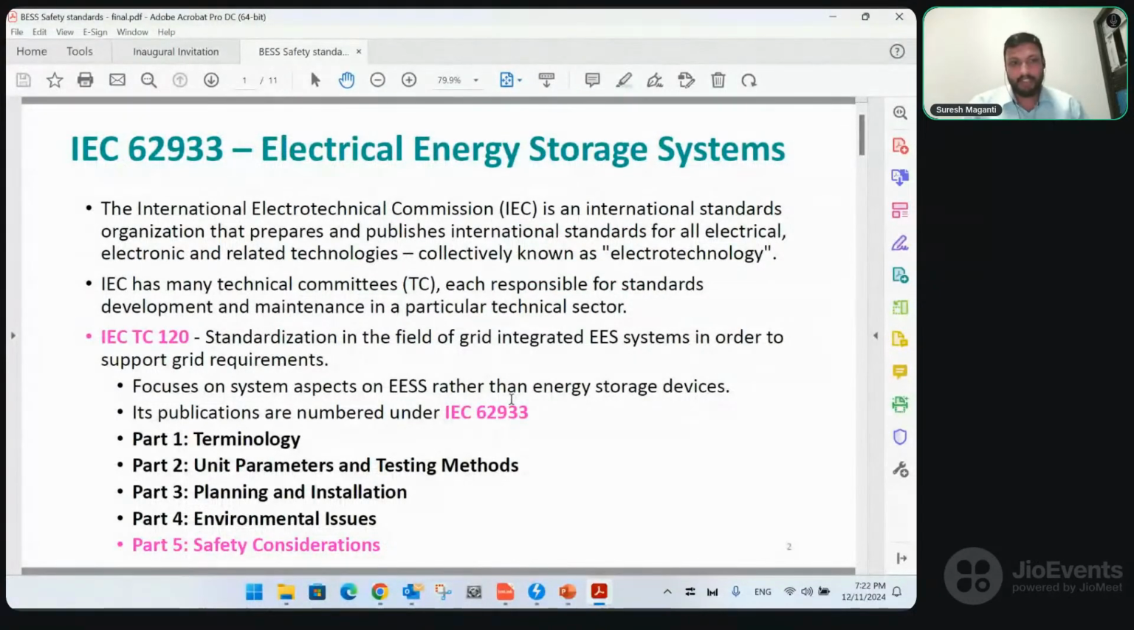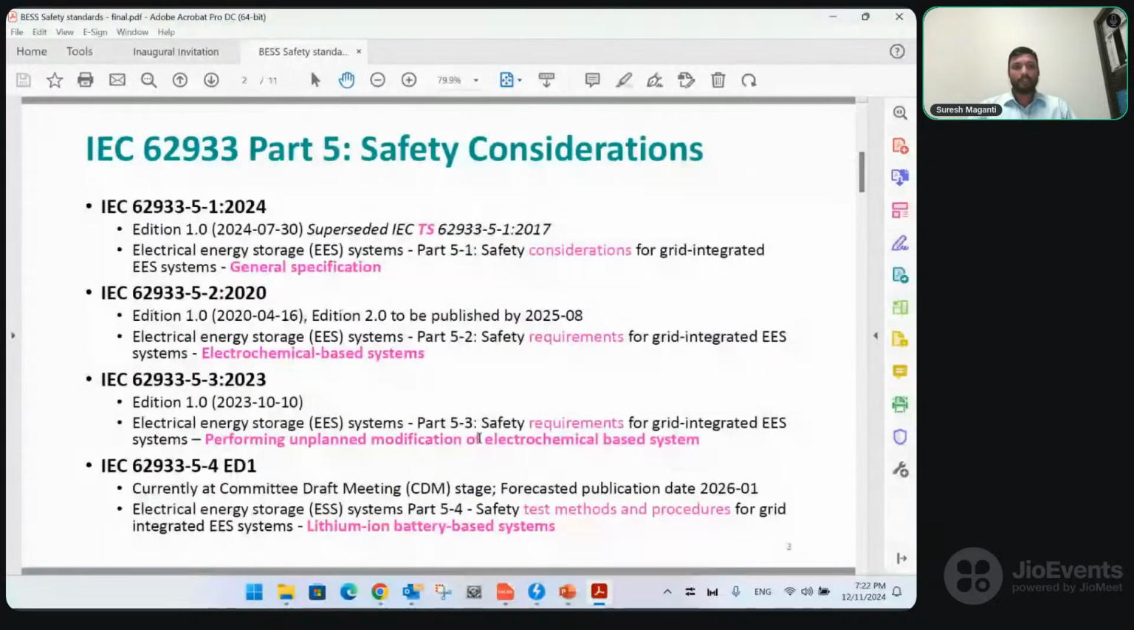There are some other safety standards for the energy storage systems. Yes, IEC, you can note down the standards numbers. Maybe later you can search and go through all the standards. So IEC 62933. These standards mostly talk about the electrical energy storage system, especially for grid applications. In this, you may see the different subsections.